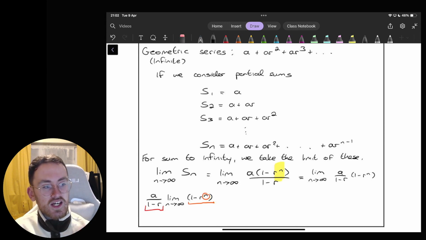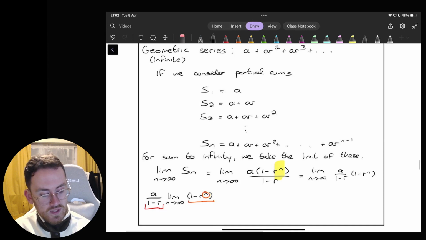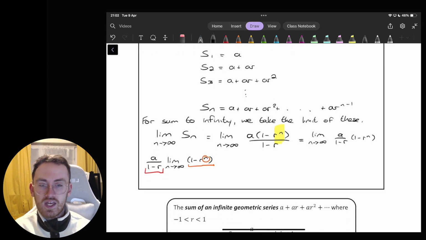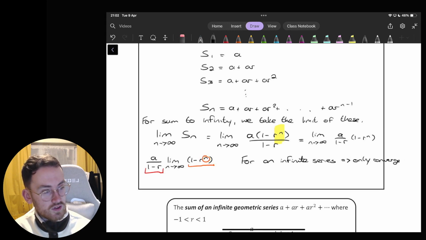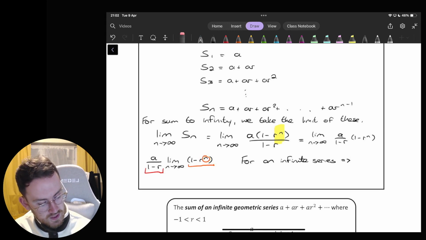So if we want to consider what's going to happen in this case, we need to think about the values of r. We need to think about what this is going to apply to. So for an infinite series, the limit only converges if r is between minus 1 and 1, or as we said there, the absolute value of r is less than 1.